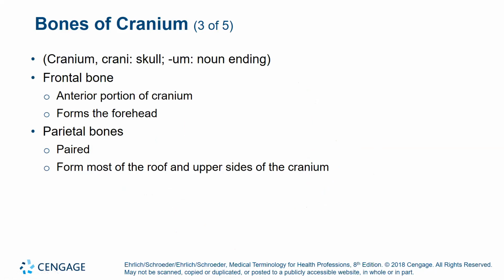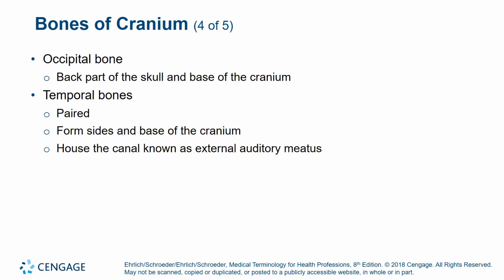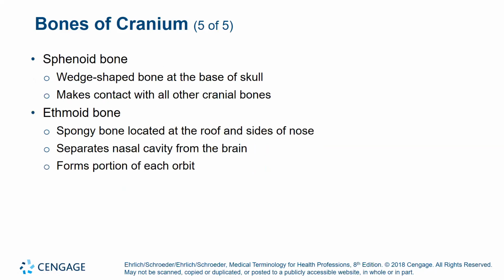Bones of the cranium. The cranium: C-R-A-N-I is skull, U-M is a noun ending. We have the frontal bone. This forms the forehead. And then we have the parietal bones, which form most of the roof and upper sides of the cranium. The occipital bone is the back part of the skull and base of the cranium. We have the temporal bones. These form the sides and base of the cranium. We have the sphenoid bone, which makes contact with all other cranial bones. This is that wedge-shaped bone at the base of the skull.